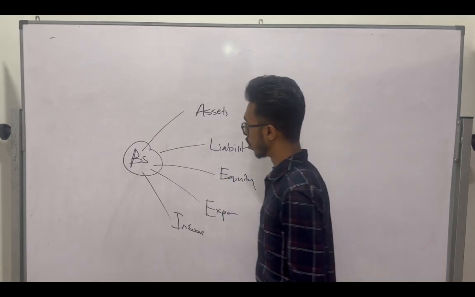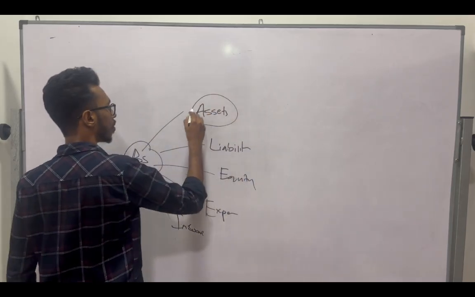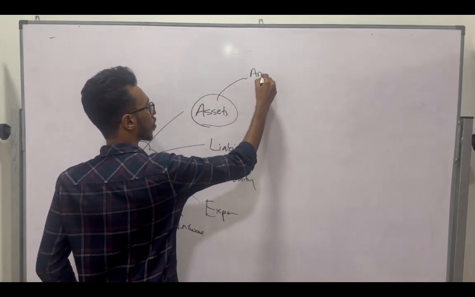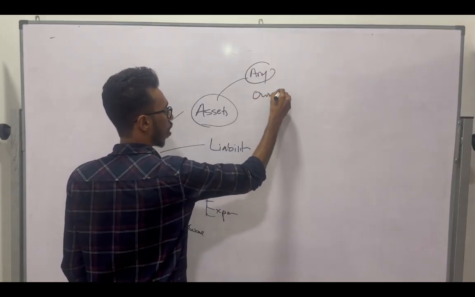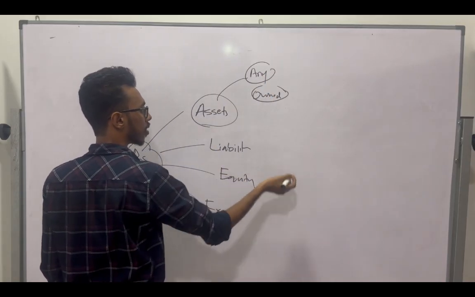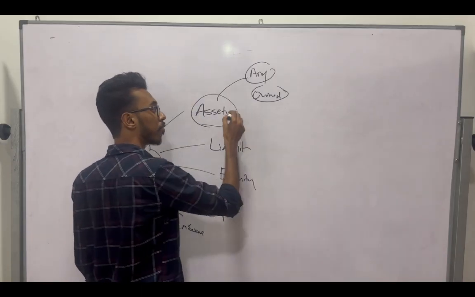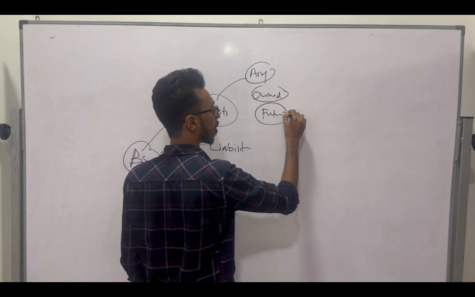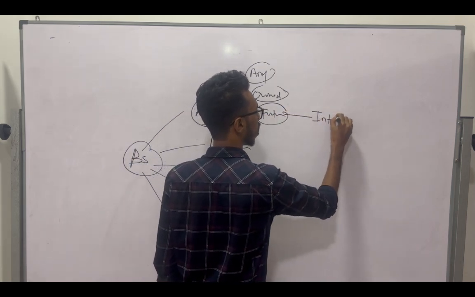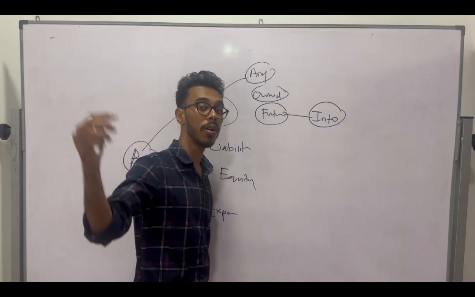Okay. So asset means what? Assets means anything which is owned and controlled by the business, which will generate future economic benefits. Future economic benefits will flow into the business.